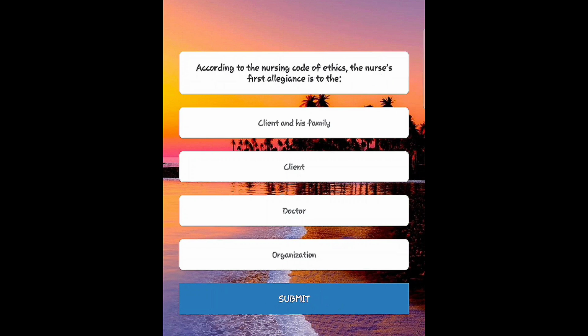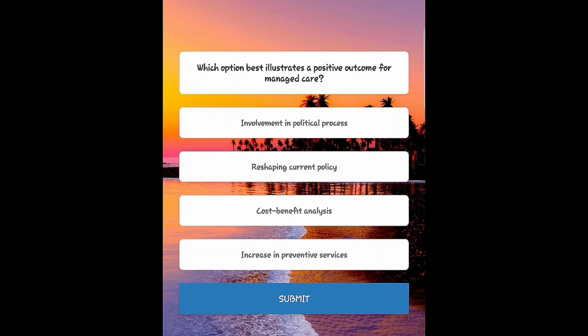According to the Nursing Code of Ethics, the nurse's first alliance is to the client, or is it client and his family? No, I think it should be client. A, client and his family. B, client. C, doctor. D, organization. Client. Yes.